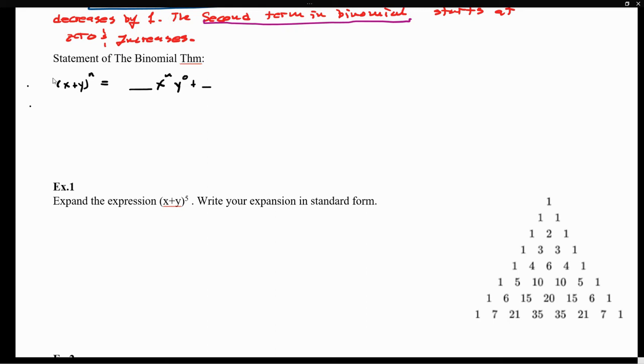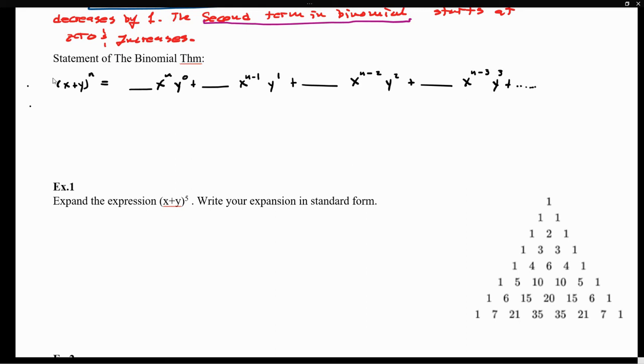Then it's going to be the coefficient. Now x is going to lose one value, so n minus 1, and now y is going to increase by 1, so it becomes y to the 1. Then the next term is going to have a coefficient, and now x is going to decrease by 1 more, so now it becomes x to the n minus 2, and now y to the second. And now we're going to have some coefficient.